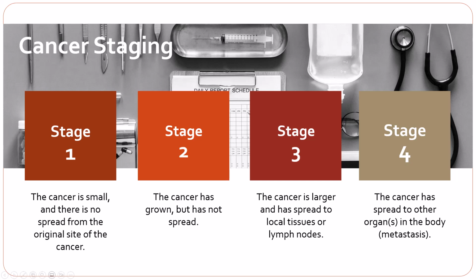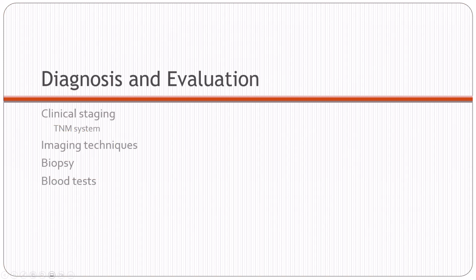How do you diagnose and evaluate cancer? There are clinical staging systems like what I mentioned to you in the previous slide. TNM is a system where you look at the tumor size, involvement of lymph nodes, and M is for metastasis, and you can give each cancer a score. It's a scoring system. Imaging techniques can be used, starting from X-rays, CT scans, MRIs, bone scans, and there are many types of scans available now. Biopsy is where you take a sample from the tissue and you look at it under the microscope. There are certain blood tests that can be done. There are some tumor markers which can be identified in the blood.